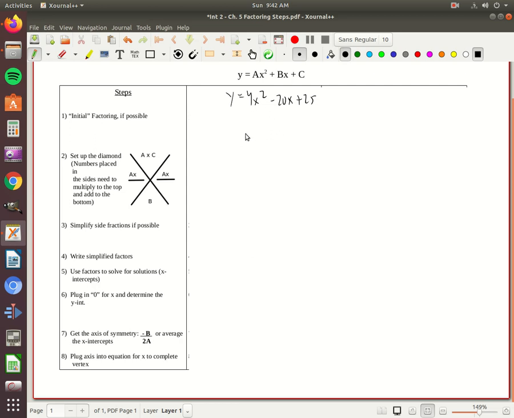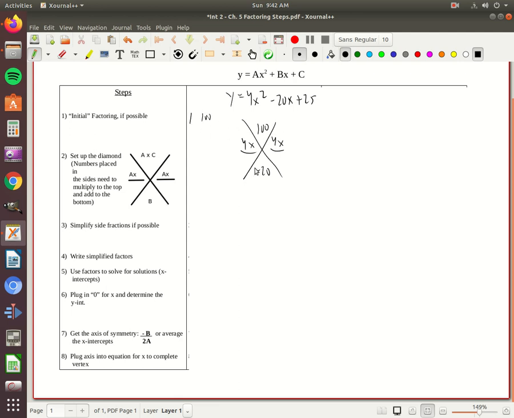So long story short, initial factoring, there is no initial factoring here. So I will set up my diamond. A times C is 100. B is negative 20. I will put 4x on the side. I'll go through my number of combinations.